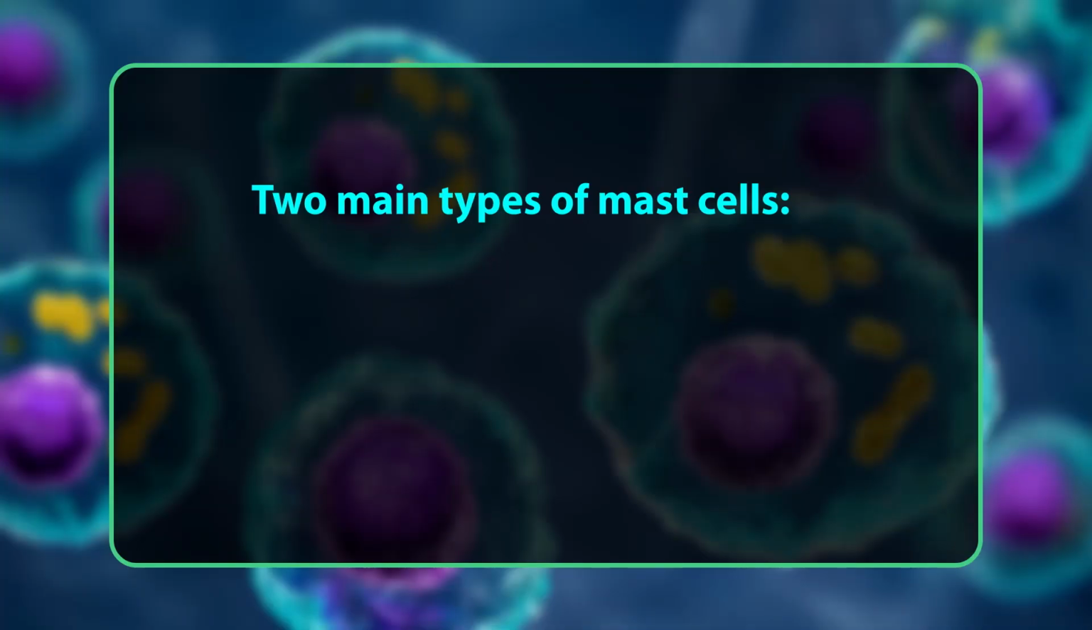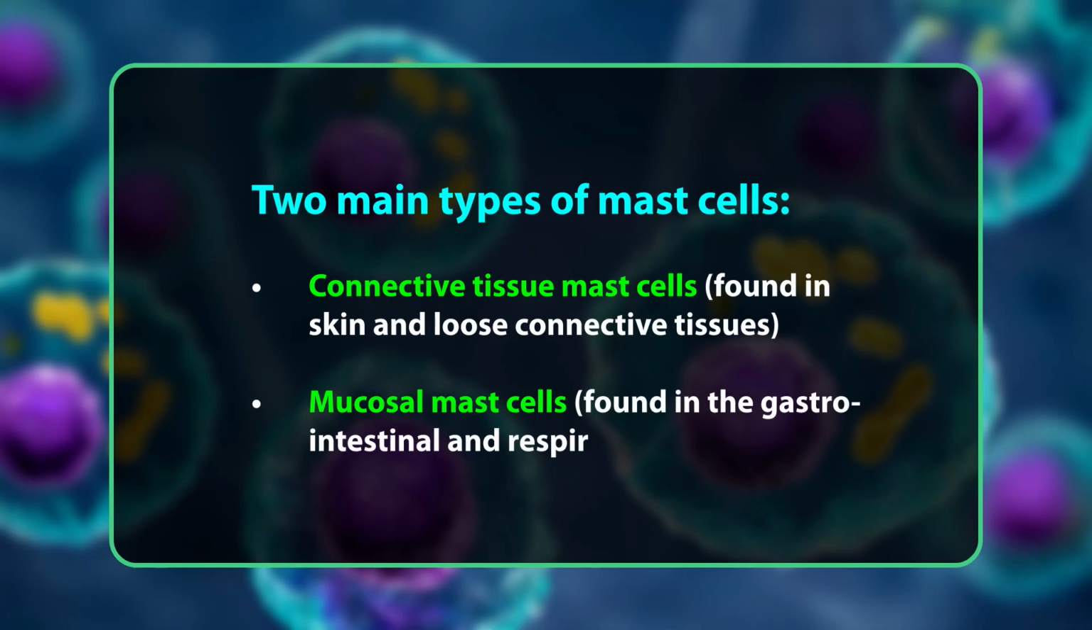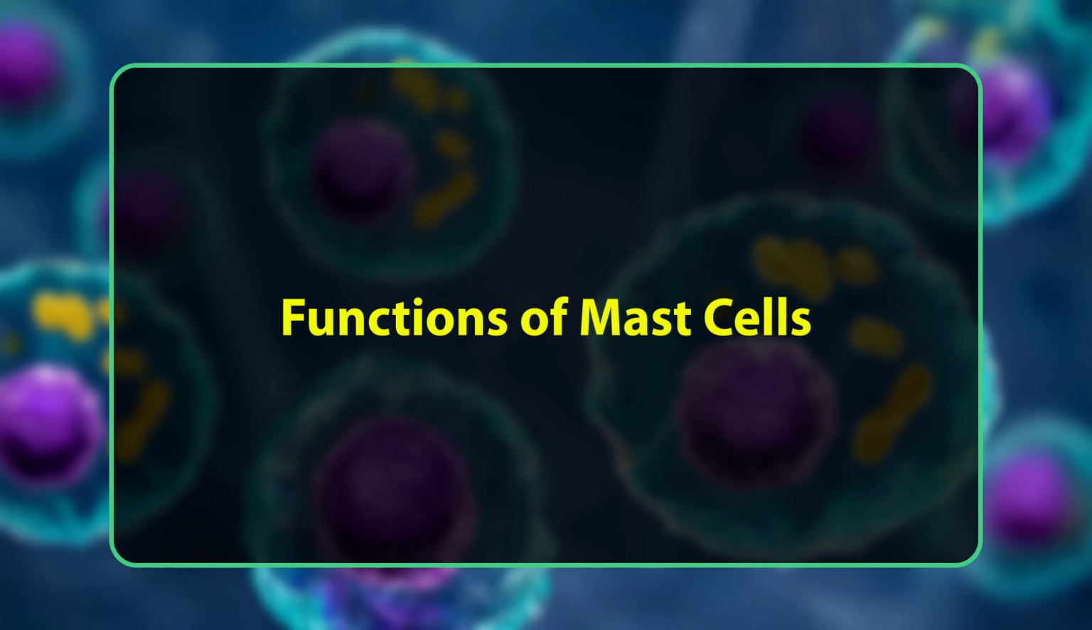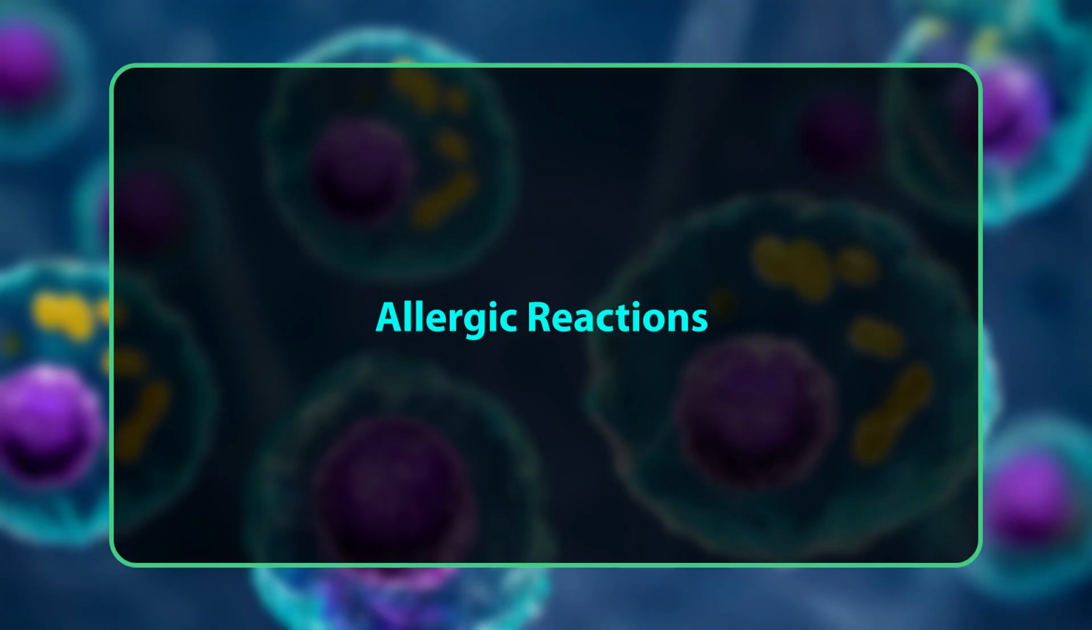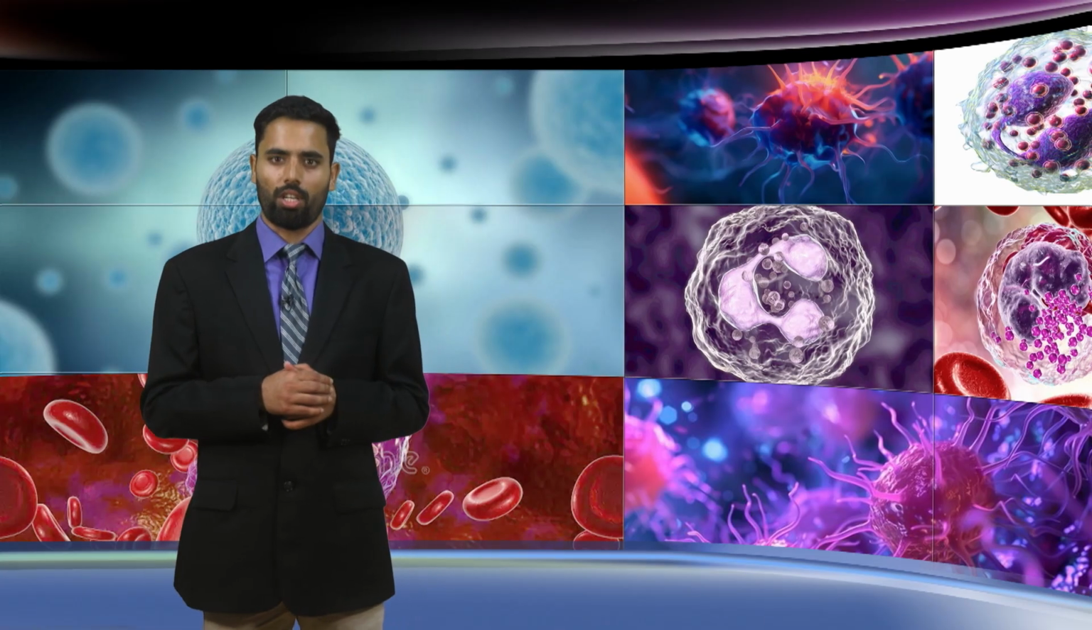There are two main types of mast cells: connective tissue mast cells found in skin and loose connective tissue, and mucosal mast cells found in the gastrointestinal and respiratory tracts. Now, functions of mast cells. Number 1, allergic reactions. Mast cells are crucial in type 1 hypersensitivity reactions.